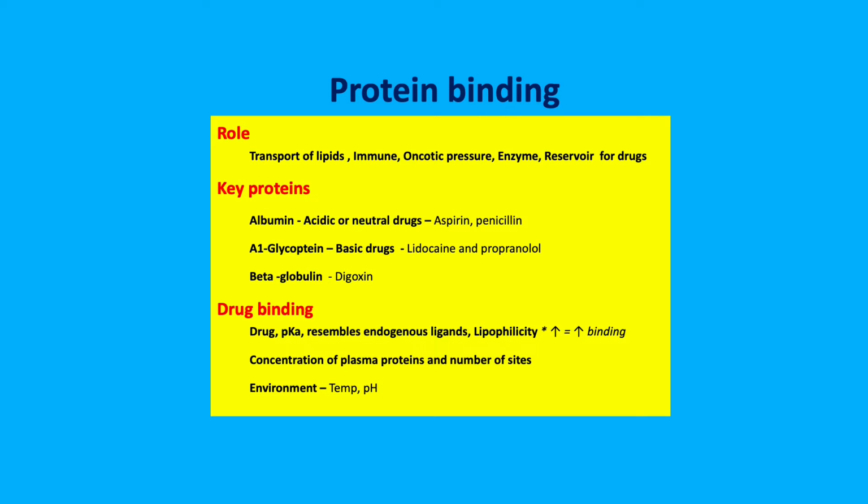Key proteins: albumin is the greatest binding due to the most common plasma protein. They bind acidic and neutral drugs, aspirin and penicillin. Alpha-1 glycoprotein normally binds basic drugs, lidocaine and propranolol, and beta-2 globulin binds digoxin.